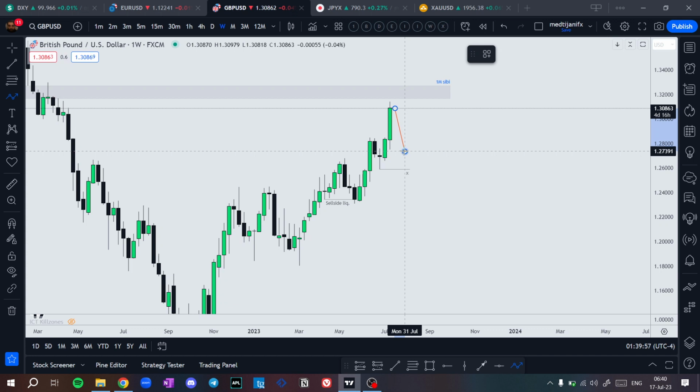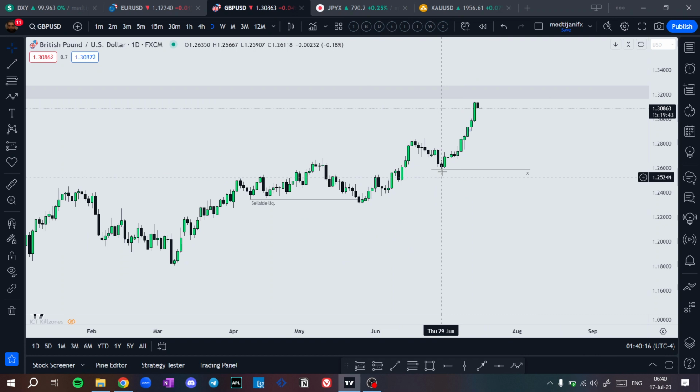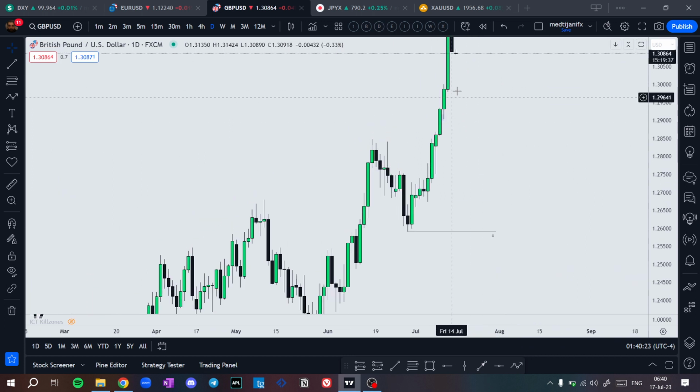Yes, maybe it would confirm that price is going to start changing bias, but we have this as a swing low. Okay, so I'm still having this as my invalidation level, like I said.